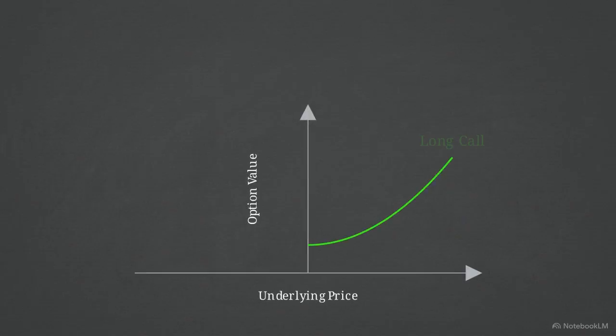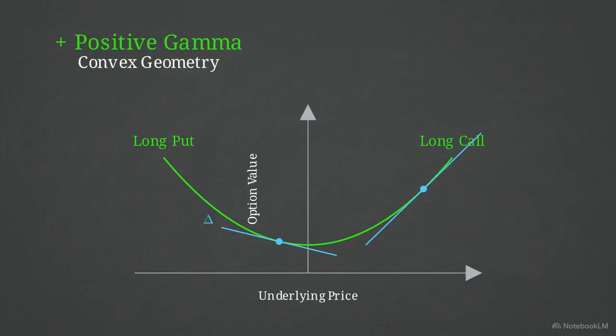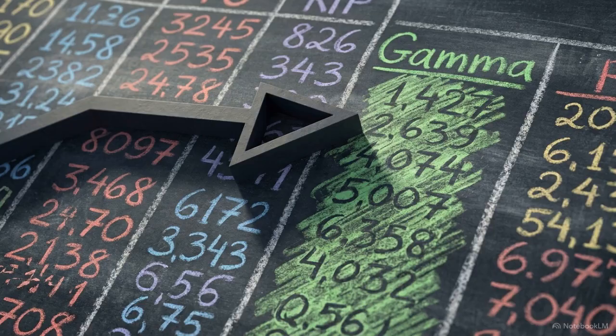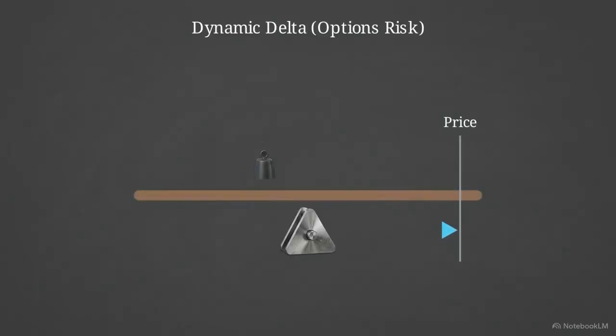The upward curving line is a long option's nonlinear value. The tangent line slope is delta, the exact stock needed to offset price movement. As price moves, this slope changes. This acceleration of delta is gamma. This convex geometry ensures that all long option positions, whether calls or puts, carry positive gamma. Positive gamma creates a self-adjusting leverage effect. When the price moves favorably, delta increases and the position becomes heavier. When it moves unfavorably, delta shrinks, lightening the exposure.